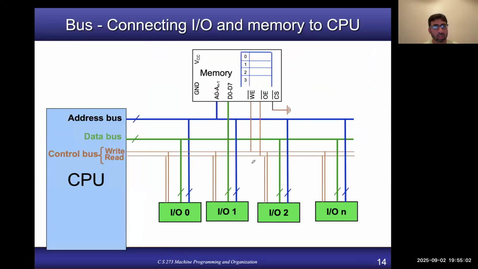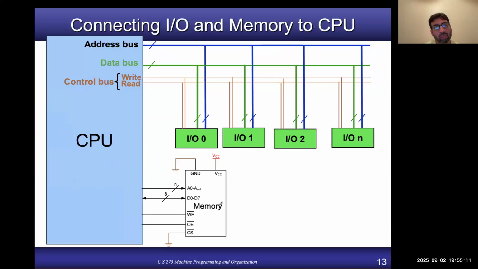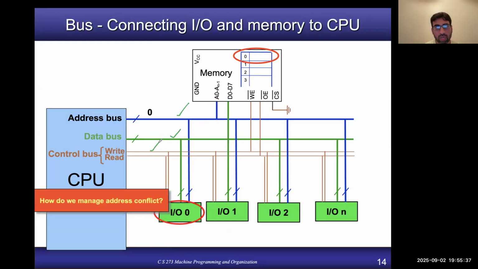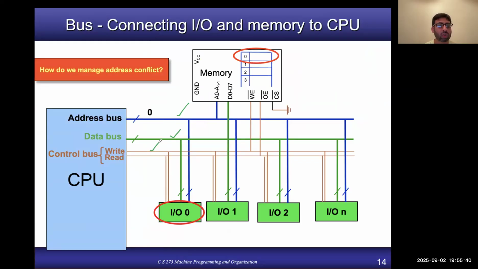So what we can do is share the same address bus and data bus. For example, you can simply treat memory also as an IO device. Just like here, you can put another block and name it memory, and then the same address bus can go to the memory, the same data bus can go to the memory, and the control bus will also be shared. So you have the same address bus shared among IO devices and memory, the same data bus, and also the same control bus. But then the question becomes: how do we manage the address conflict?